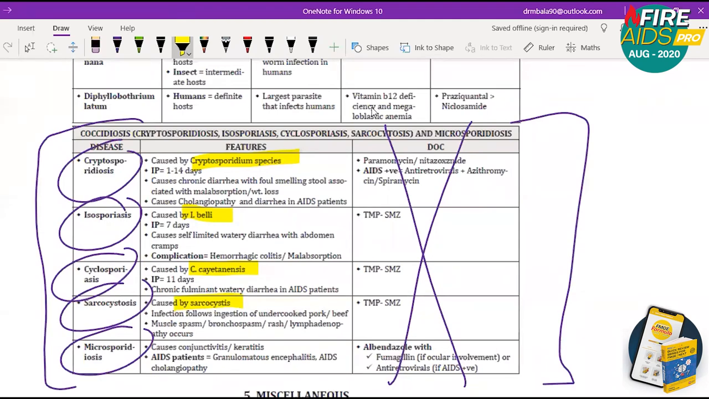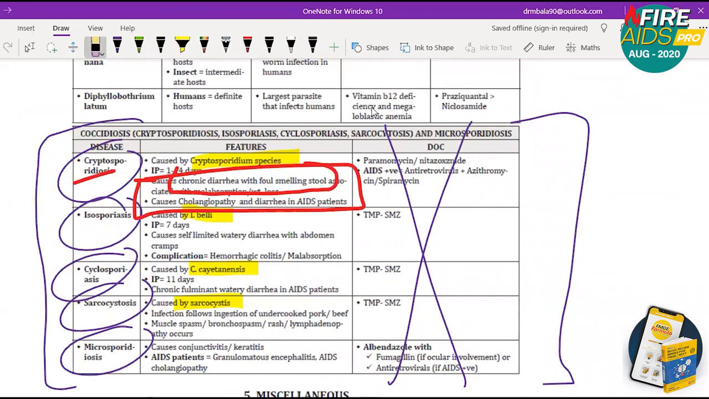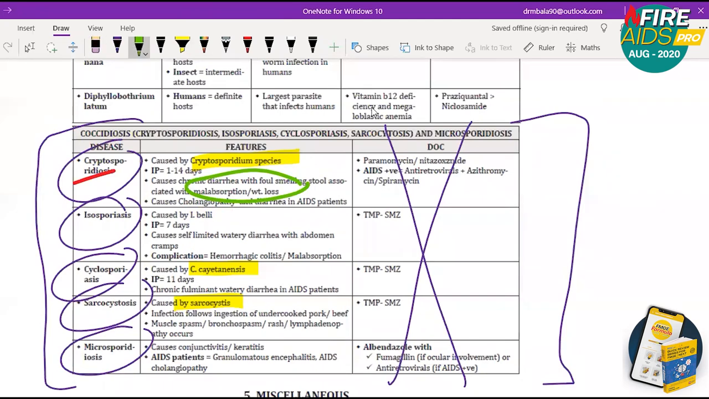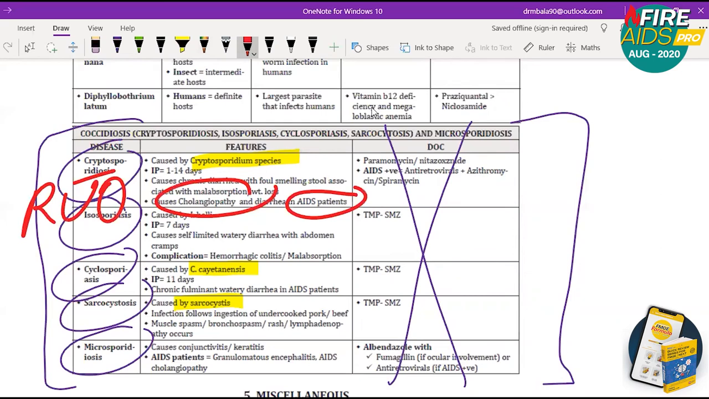So how they are going to ask you in the examination is, they're going to give you a case. If the case is about cryptosporidiosis, you're going to get a patient with this kind of presentation: most of the time chronic diarrhea with foul smelling stool. Very important. Along with this, the patient is going to lose weight. There's malabsorption and weight loss. If the patient presents with pain in the abdomen, the type of pain they describe is going to be right upper quadrant pain, because cholangiopathy happens in these patients. So look for the HIV status. If the patient has AIDS, they are going to talk about right upper quadrant pain. Otherwise, they are going to talk about weight loss, malabsorption, and chronic diarrhea with foul smelling stool.